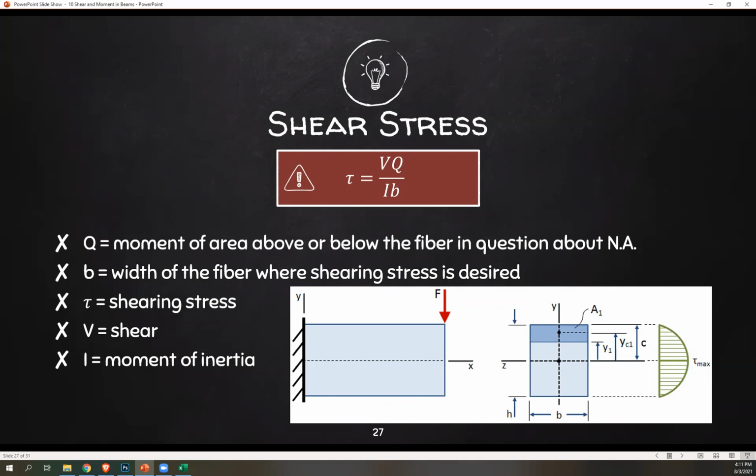If you've noticed, with bending stress, maximum flexure stress happens at the edge of your member. Here, maximum shear happens at the center. There's no shear stress at the top because there's no other adjacent force sliding over it. That's how shear stress happens, right? This is free to deform at the top. So there's no shear stress at the edges, maximum at the center. So y1 is distance from neutral axis to fiber in question. YC1 is distance from the centroid of your area above the fiber in question to the neutral axis, and C again is neutral axis to edge of your member.